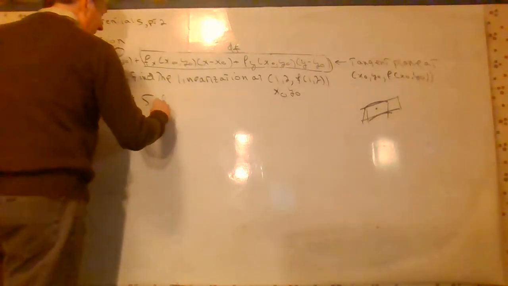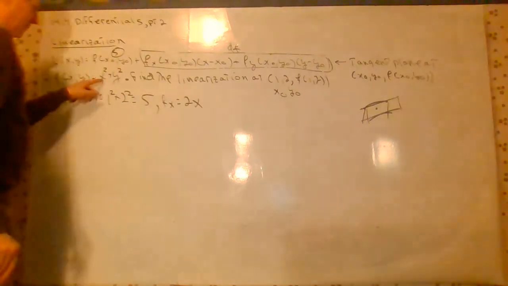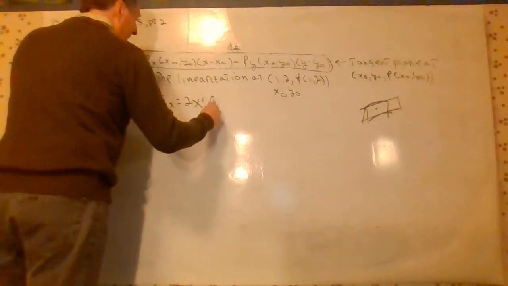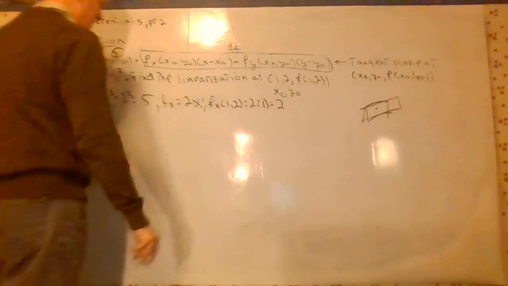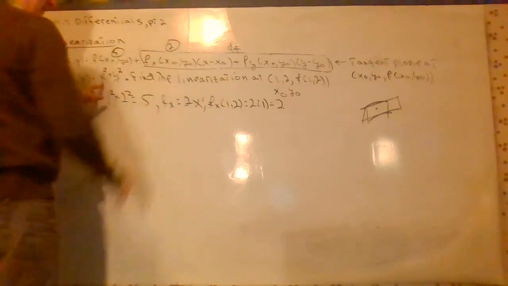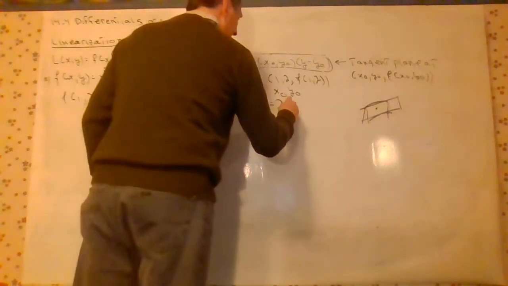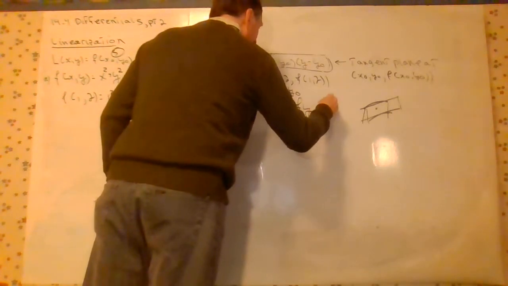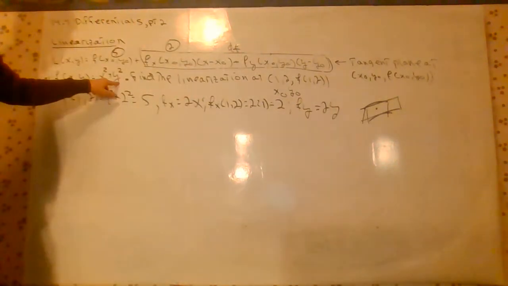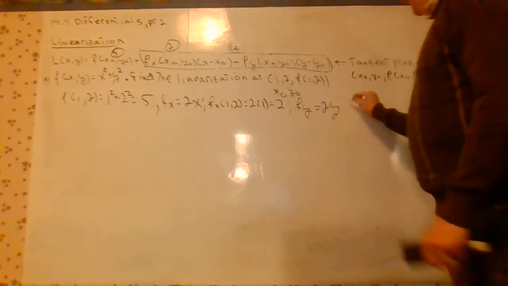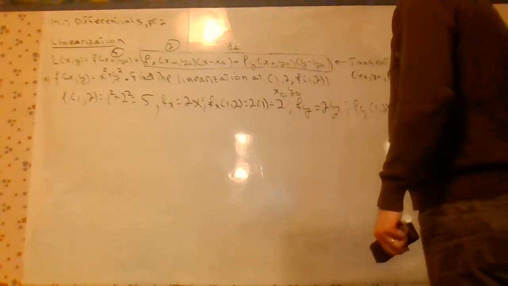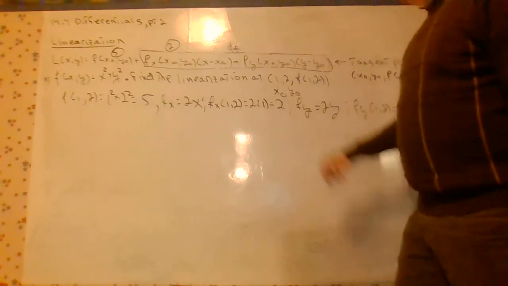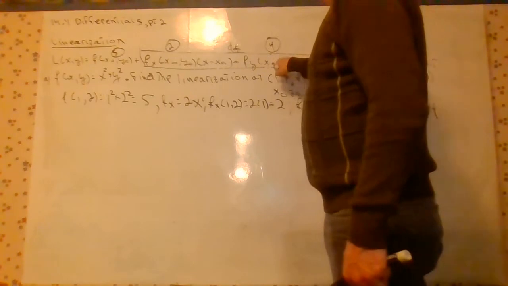And then we're going to calculate fx is 2x. We take the partial derivative. fx at (1, 2) is 2 times 1, or 2. And so that 2 is going to go right there. fy is 2y. That's just a simple partial derivative here. And let's get rid of this picture here. fy at (1, 2) is 2 times 2, or 4. So we're going to put a 4 right here.